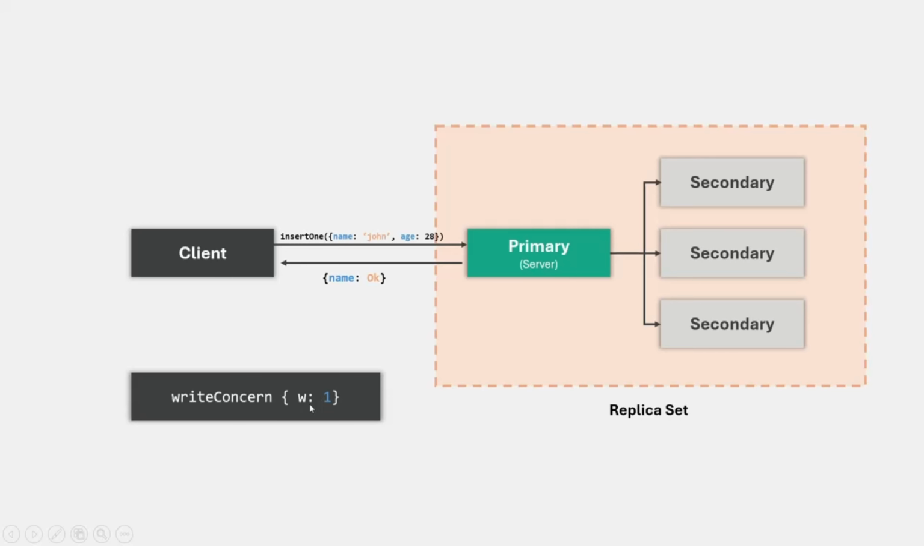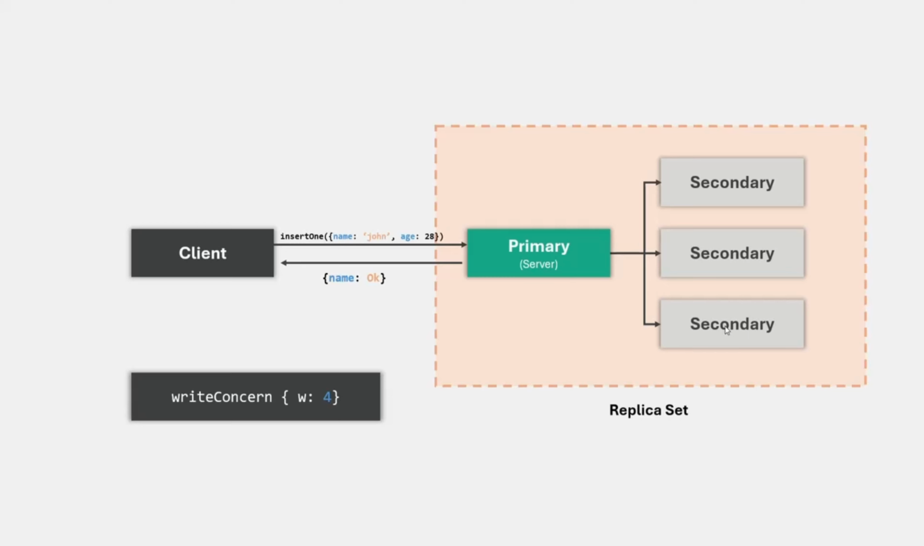We can also set this W to the number of servers we have in the replica set. In this example, I have 4 servers in the replica set, 3 secondary servers and 1 primary server. So when I set this W to 4, that means this primary server is going to send us the insert acknowledgement only if the document has been inserted in primary server and in all the secondary servers.